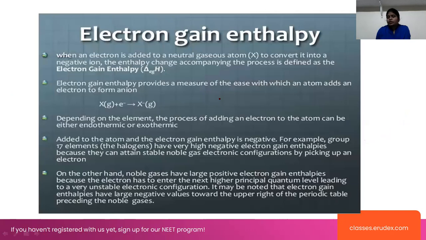Next is electron gain enthalpy. Electron gain enthalpy means when an electron is added to a neutral gaseous atom to convert it into a negative ion, the enthalpy change accompanying the process is defined as the electron gain enthalpy.